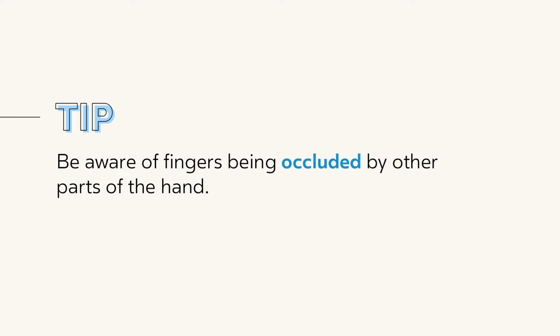Another common pitfall is the issue of fingers being occluded by other parts of the hand. Finger tracking with hands is reliant on the camera seeing the finger in relation to the hand and then calculating the proximity and whether or not it's pinching.